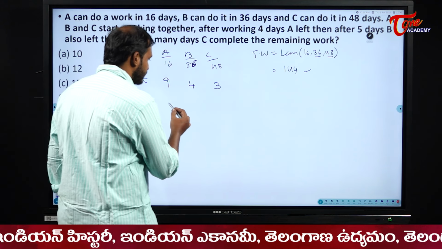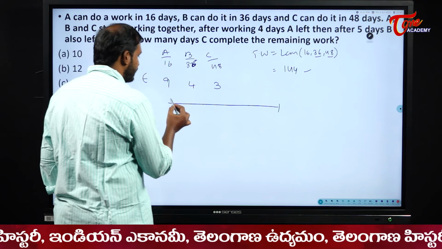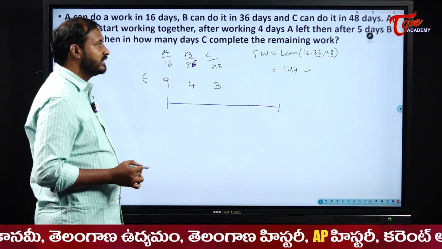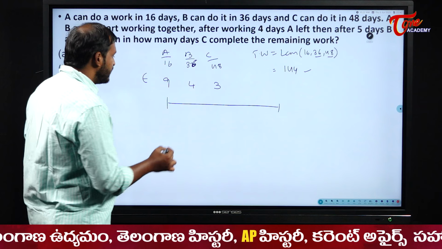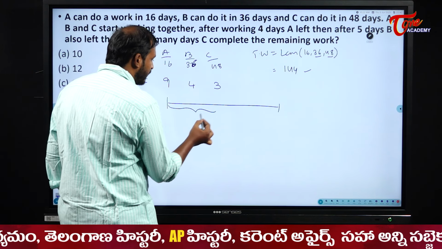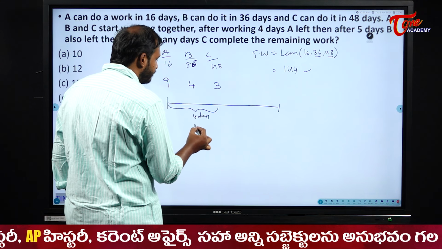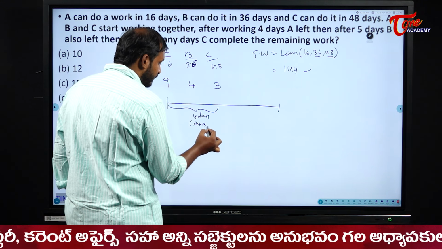Now please see here, students. This is very, very important. A, B and C, all the 3 started the work. But after working for 4 days, A left the job. That means for 4 days, who worked? Tell me. A, B and C worked.